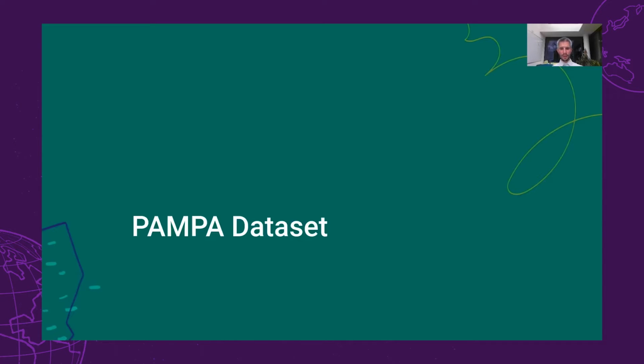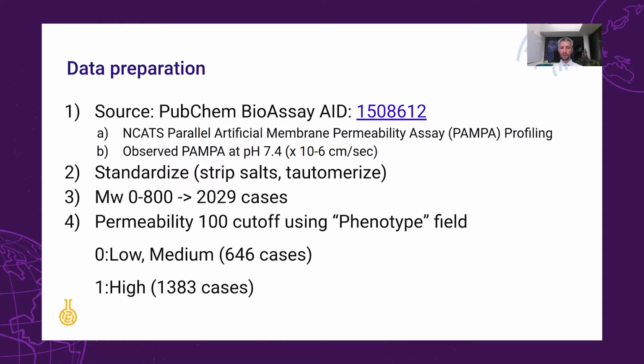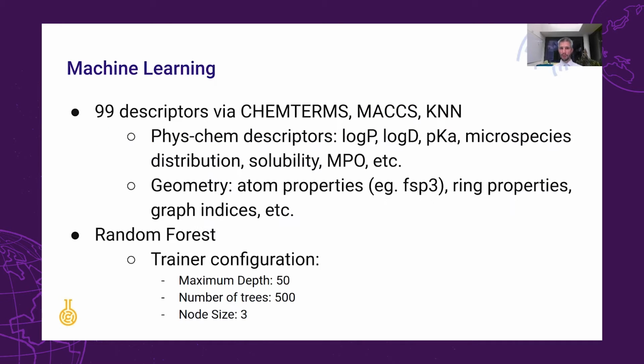Today's challenge is related to parallel artificial membrane permeability assay profiling, if you have a permeability problem. The collected dataset was standardized, and we have filtered the molecules to fit into the 0-800 Dalton range, and the permeability was classified into a low and high class using 100 as the threshold value of the phenotype field in the original dataset.